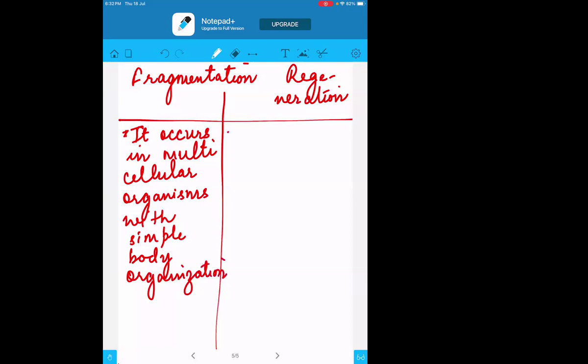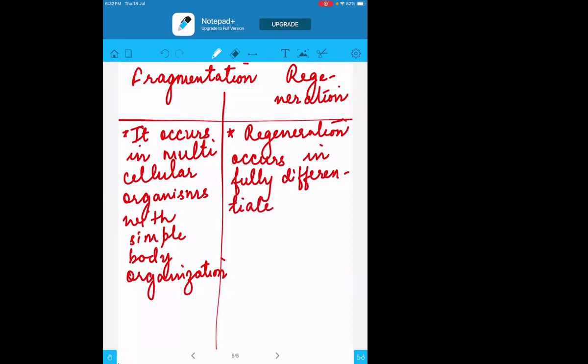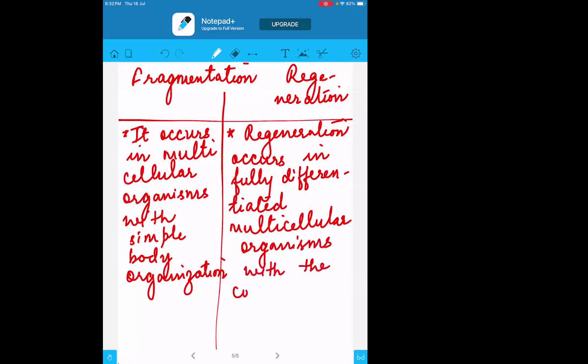Whereas regeneration occurs in the complex or fully differentiated body. So regeneration occurs in fully differentiated multicellular organisms with a complex body. So they will have the complex body, whereas in fragmentation, they will have the simple body organization.